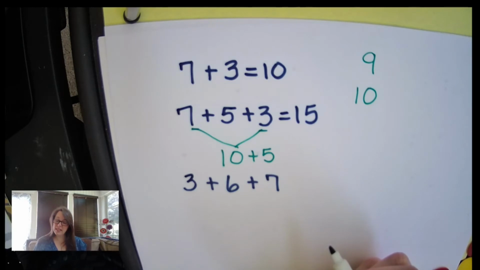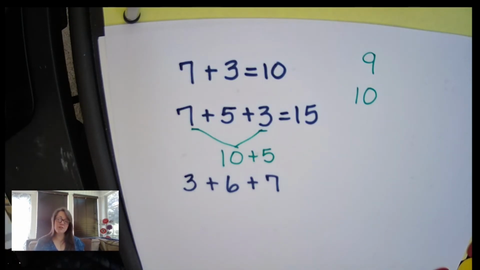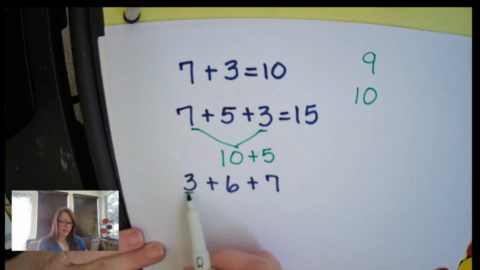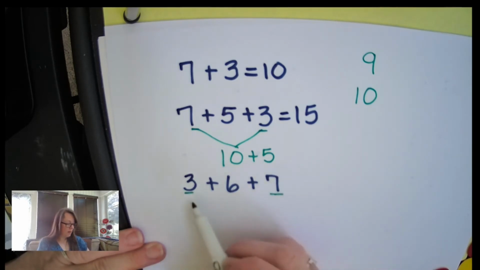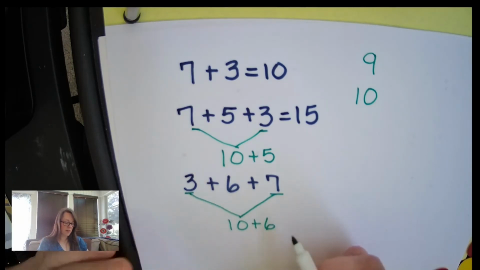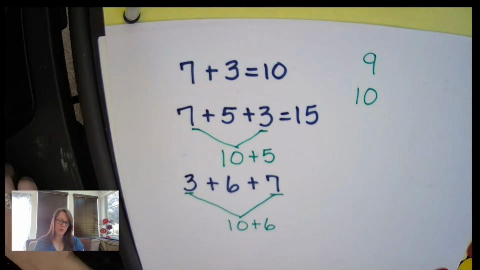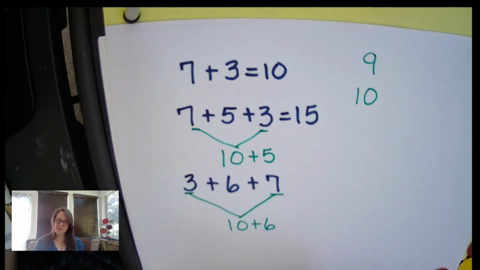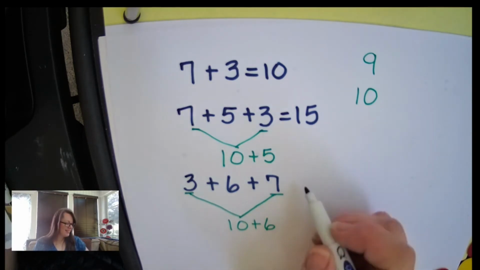Andrew, would you like to tell us how you thought about this problem? Okay. Andrew says that he tried to make 10 first. He saw that 3 and 7 are a combination of 10, and then added the 6 more. And what was your answer, Andrew? 16.